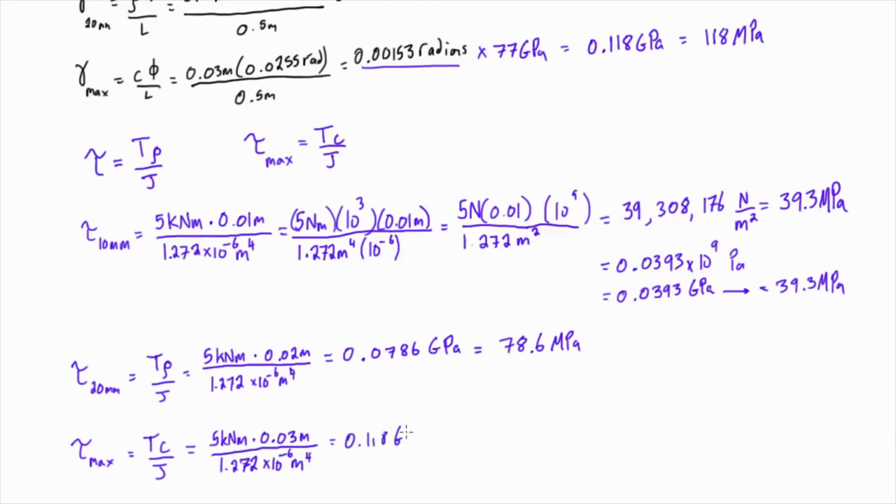And that gives us 0.118 gigapascals, which again we can convert to 118 megapascals. And exactly that is what we were expecting when we just multiplied the shearing strain by the modulus of rigidity here and got 118 megapascals.